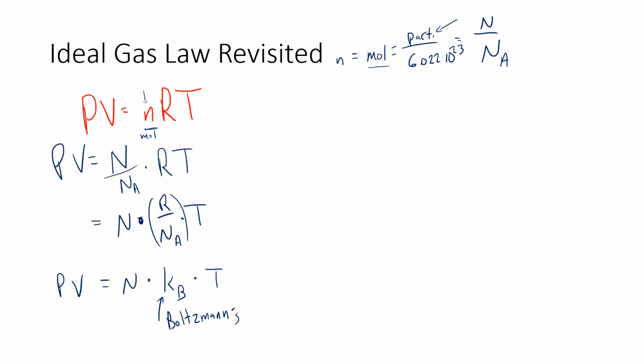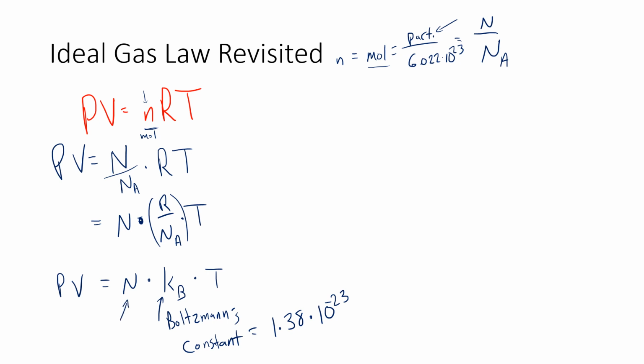All right. So Boltzmann's constant is equal to 1.38 times 10 to the negative 23. Now that's significant because it's just R divided by NA, okay? So it's going to be a really little number because NA is going to be a really big number.